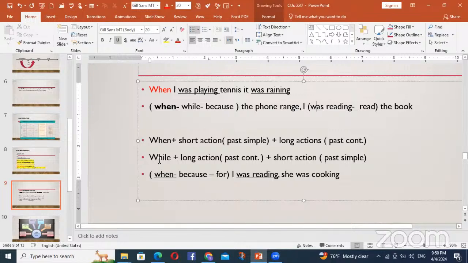The different one is while. When I use while, it is followed by the long action, which is the past continuous, and then the short action, which is the past simple. Look here at the when: rang. Look at this. So rang here, this is the past simple.